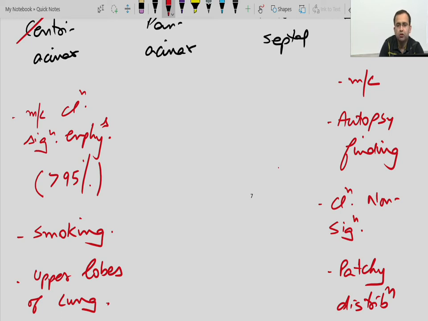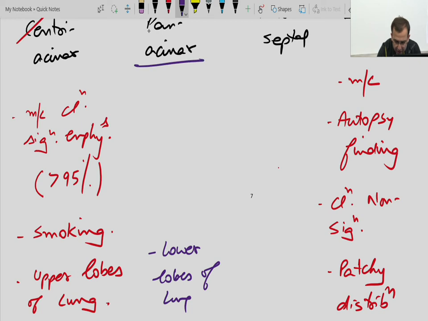Next point, coming to pan-acinar emphysema. If the whole acinus is involved, easy to remember, it settles down. So location, it is seen in the lower lobes of the lung. Lower lobes of the lung, pan-acinar.